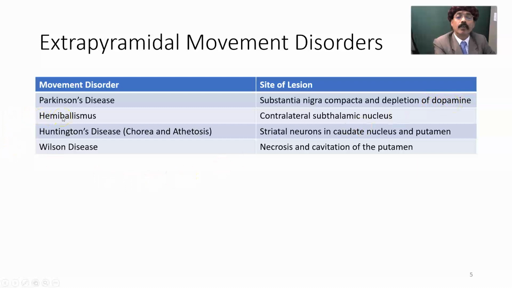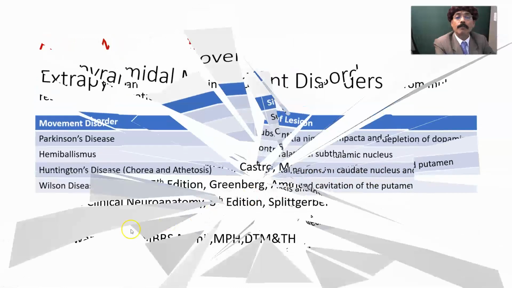Hemiballismus. People throw an object, and there will be jerking movement of the elbow and the shoulder. Hemiballismus is caused by a lesion of the contralateral subthalamic nucleus. Huntington disease has chorea, dancing movement, and athetosis, movement like that of a worm, with degeneration of striatal neurons in the caudate nucleus and putamen.